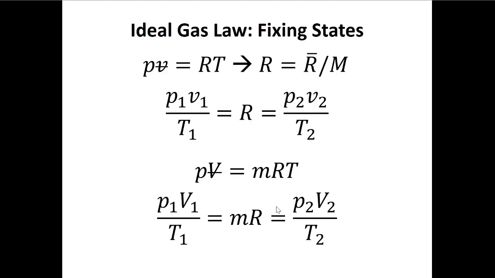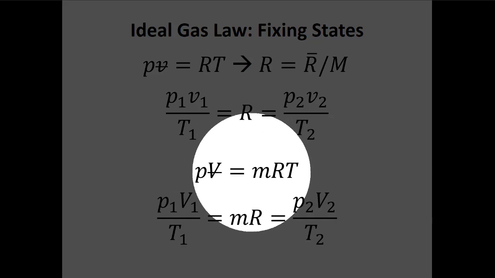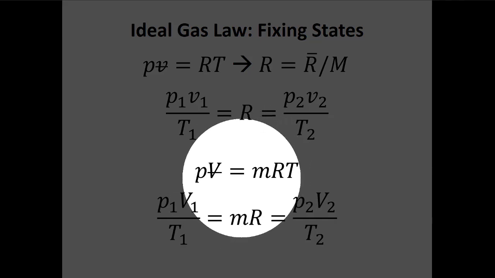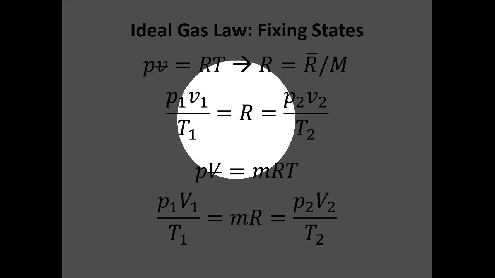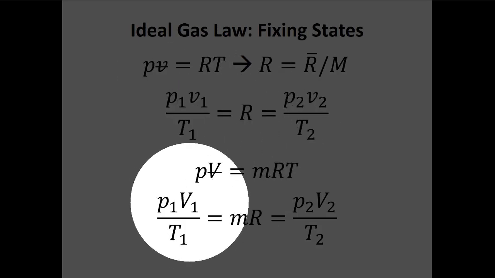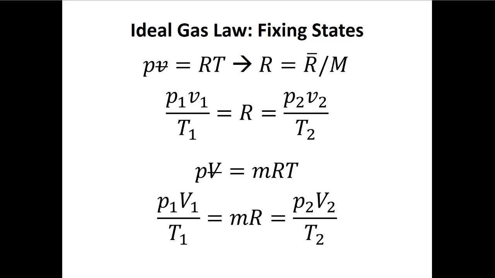So if you're trying to find some information at one particular state and you have some information, you might want to use this equation or this equation. But if you're moving between states, then you might want to use this equation or this equation. So there's different ways that we can use the ideal gas law.